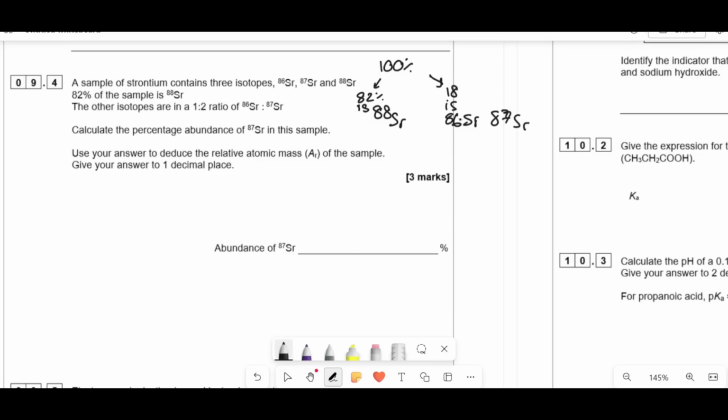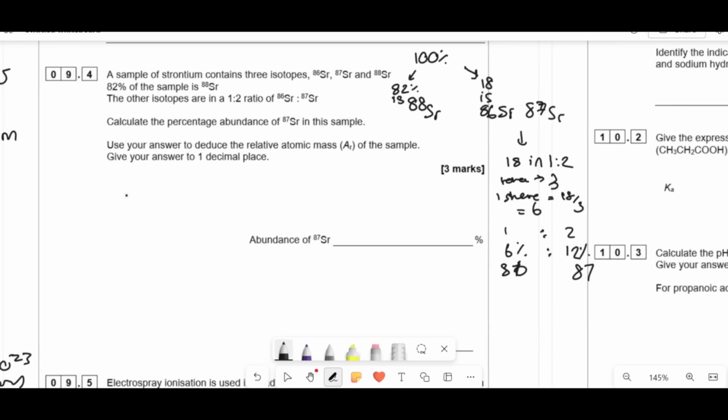They've told you that the remainder is split in a 1-to-2 ratio. So this 18 is split 1-to-2. How do we work out splits and ratios again? What you do is you add up the ratio, so 1 plus 2 is 3. Then you work out what one share of the ratio is, so 18 divided by 3. One share is 6. So if it's in a 1-to-2 ratio, what you really have is 6 to 12, okay? So it's a 1-to-2 ratio of 86 to 87, so it's going to be 6% for 86 and 12% for 87. So now you know what percentages of either of them are.